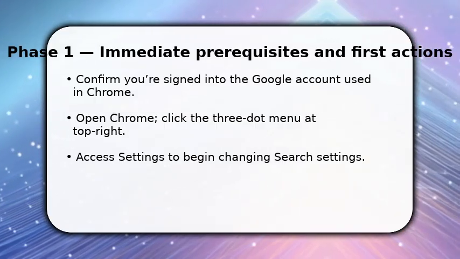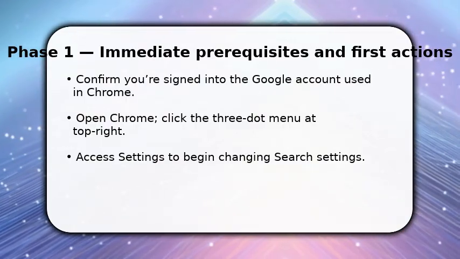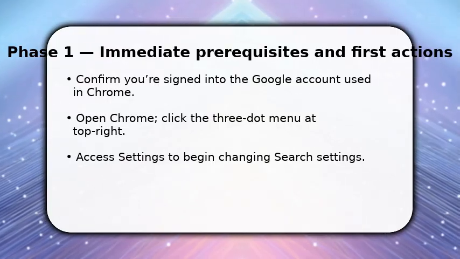Next, type Search Settings into the Settings search bar to jump directly to Google search controls. This saves time and takes you straight to the relevant options.